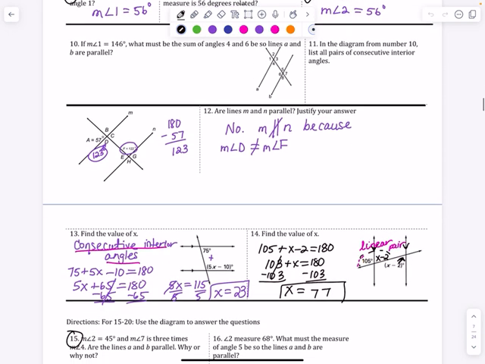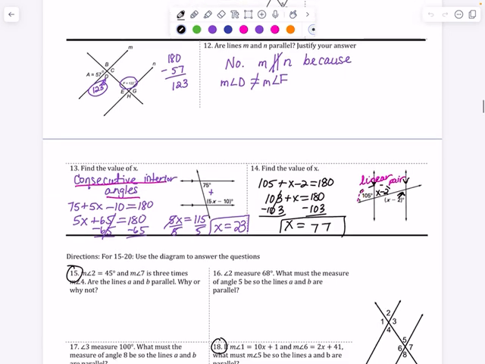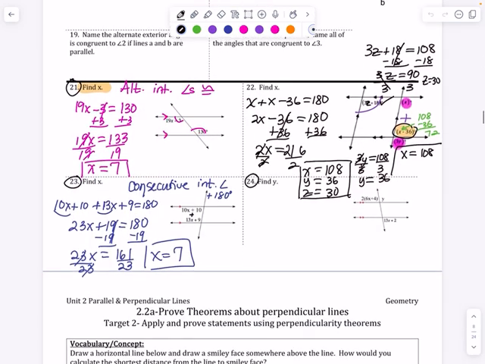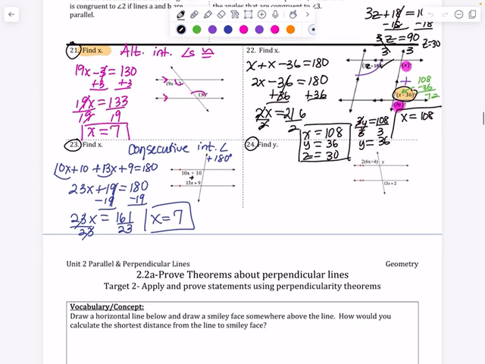Similarly, I've got question 12 at the bottom, and 13 and 14 at the top of the next page. Pause the video if you want to write things down. And then I also went through 21 through 23. You can pause and write the answers down. If you have any further questions, you can ask in class.